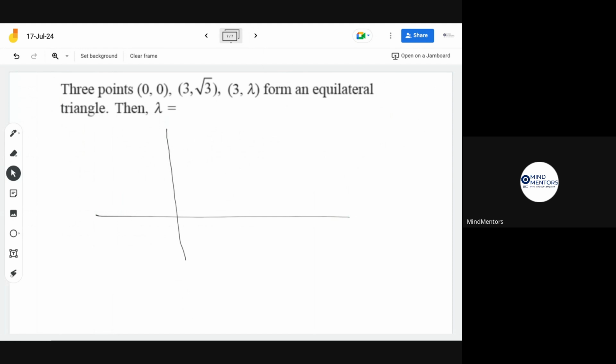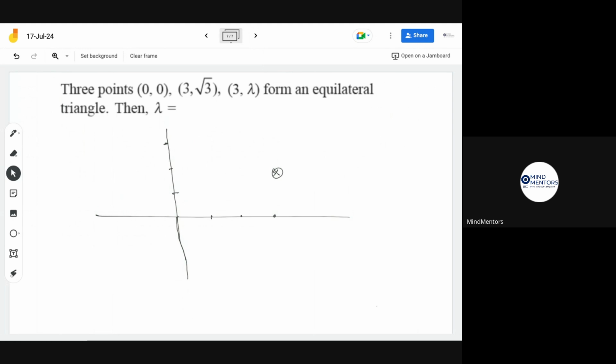So this is 0, 0, and 3 root 3. So let's say 1, 2, 3, 1, 2, 3. So 3 root 3 here, and then 3 and lambda. Let's say these form an equilateral triangle, right? Oh no, it won't be in that direction. Sorry, it looks like, oops, 3 root 3.